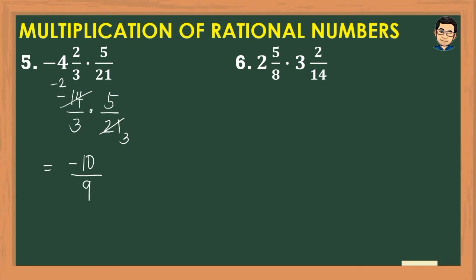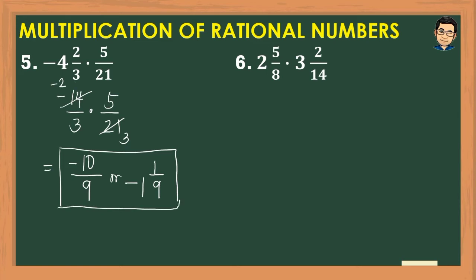Again, negative 10 over 9 is an improper fraction, so we need to change it into a mixed number. So negative 10 over 9, that is equivalent to negative 1 and 1 over 9. So this will be our final answer. So lagi po natin change dapat yung mga improper fractions to mixed number kapag final answer na. Kapag naman minumultiply pa lang po yung mga mixed numbers, kailangan po naka-express into improper fractions.